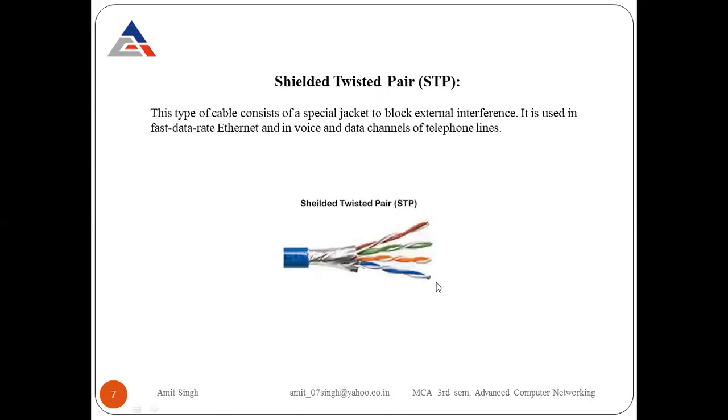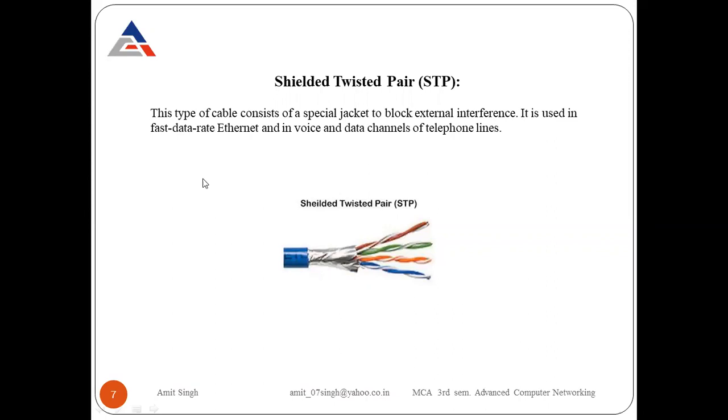Now let's move to the shielded twisted pair. First, you can simply look at the diagram. These are the twisted pair cables. Look at your screens. They are the same, only that silver covering is there, which is not present in the case of the unshielded pair.